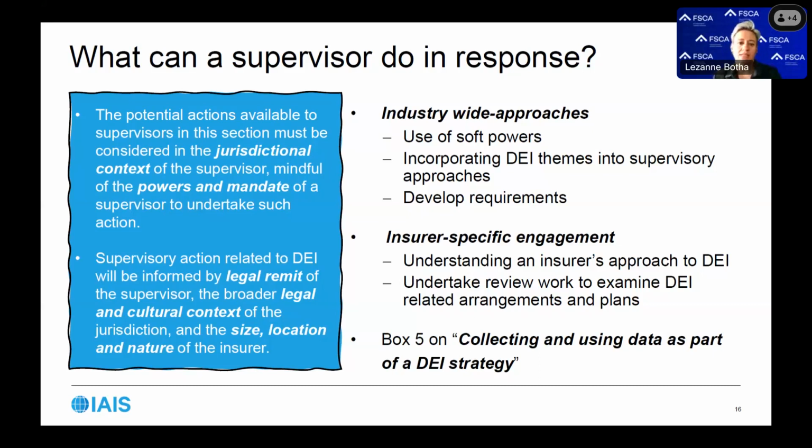And then the section also sets out an information box on collecting and using data as part of a D&I strategy. So this really explains that gathering and using data that give insight into the presence or not of diversity and the degree of inclusion or exclusion in an insurer can be a really powerful component of insurer-initiated D&I actions and actions by a supervisor. And this again would be relevant in jurisdictions where the supervisor has the legal remit and it's culturally acceptable to do so. Any supervisory action related to D&I will likely be informed by the legal remit, as I said, of the supervisor, the broader legal and cultural context of the jurisdiction, and as Jerry also mentioned, the size, the location, and the nature of the insurer in question.